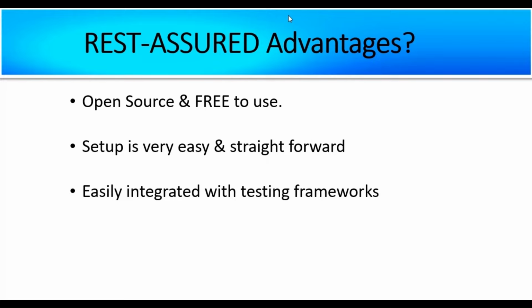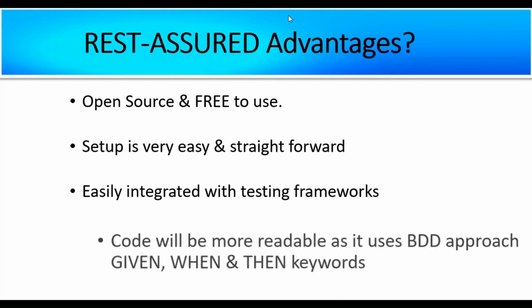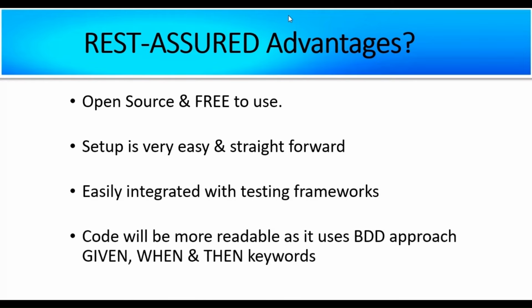The third advantage is that it is easily integrated with testing frameworks such as JUnit or TestNG. And the fourth advantage is that code is more readable as it uses the BDD approach. We use the Gherkin keywords such as given, when, and then, so that anyone reading the API test script will understand it very easily just by looking at it. No need to explain them.